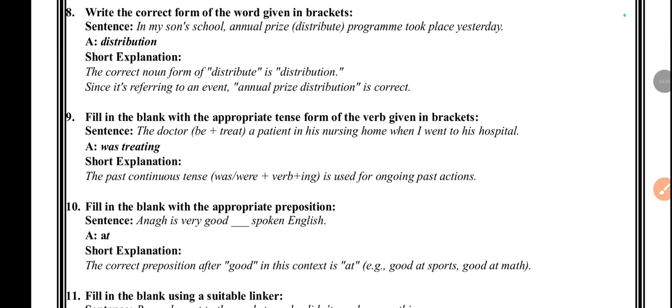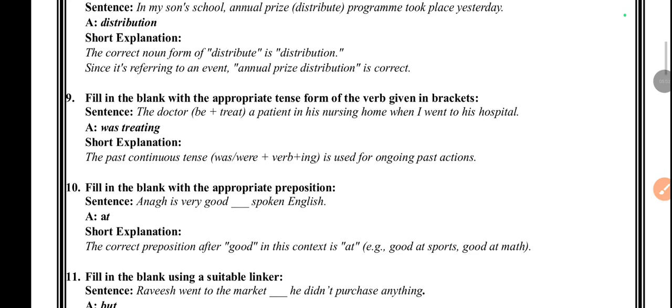Question number 8: write the correct form of the word given in brackets. Sentence: in my son's school annual prize distribute program took place yesterday. What do you have to write? Distribution. The correct noun form of distribute is distribution, since it refers to an event. Annual prize distribution is correct.